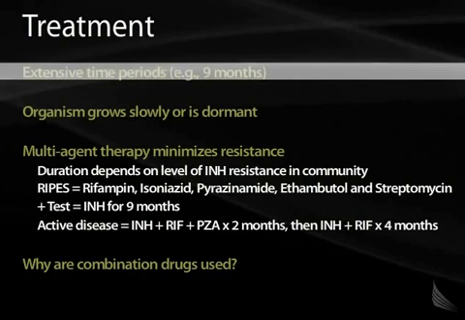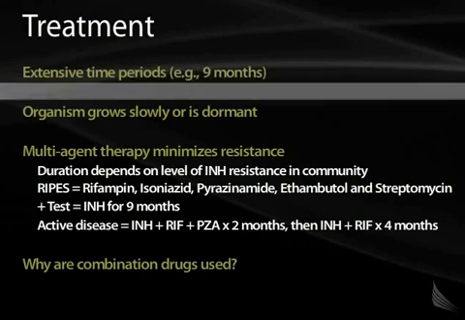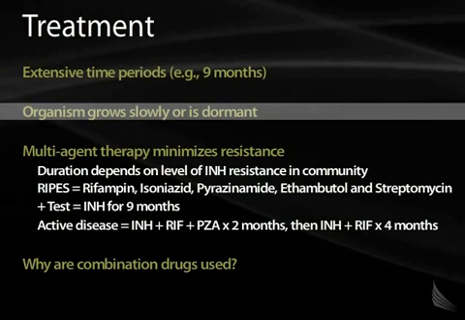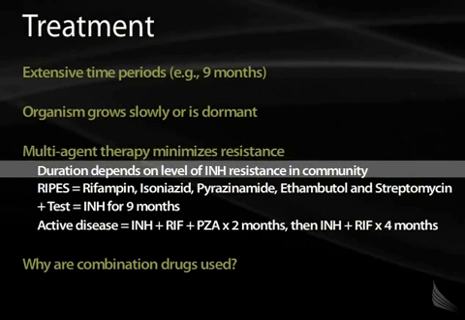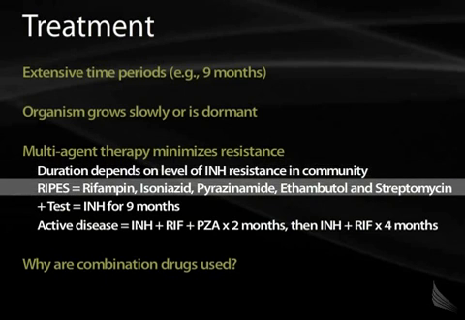Treatment for tuberculosis is extensive. It includes a long time period with multiple drugs. The organism is a slowly growing beast, and it's dormant most of the time. In addition, it has multiple resistance mechanisms for antibiotics. So the duration of your treatment depends on the level of INH resistance in the community, and you're going to treat it with multiple agents. To help you remember, there's an acronym of RIPES, R-I-P-E-S, which stands for rifampin, isoniazid, pyrazinamide, ethambutol, and streptomycin.